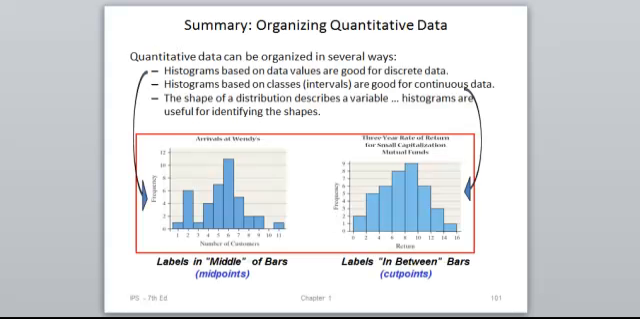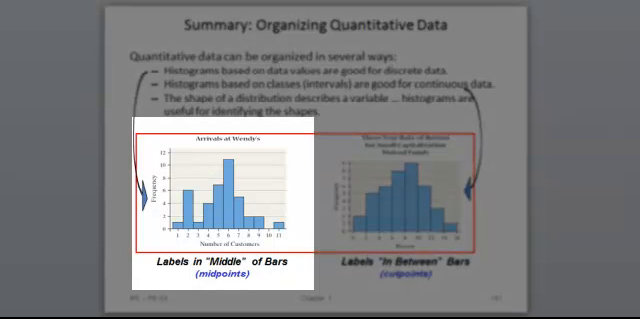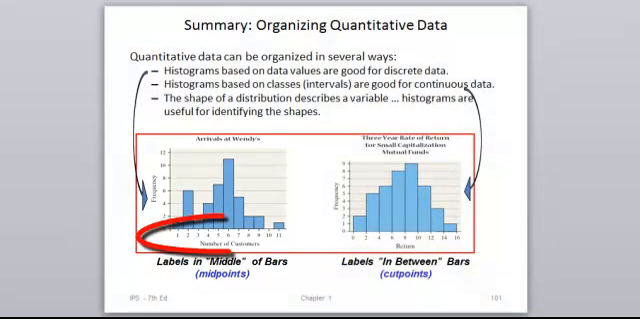Last time we looked at the different types of shapes, not all of them, but some of the different shapes distributions could take on. Now we're just going to summarize organizing our quantitative data. Quantitative data can be organized in many different ways. We're going to look at histograms that are based on data values. They're good for discrete data, like the one on the left. Remember, this is the example of those arrival times at Wendy's. As you note, labels are in the middle of the bars at the midpoint, because each of those bars represents a specific value.